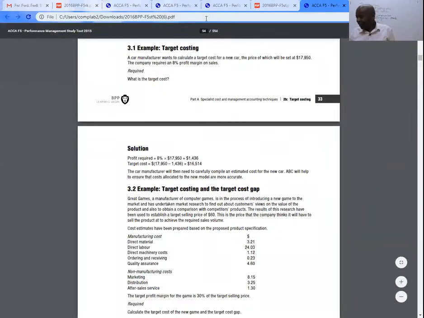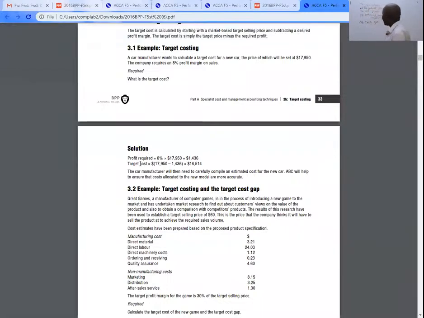Now, the first thing that I will do is to identify my projected targeted selling price. The targeted selling price here, they have told us, is 60. From there, the second thing is to look for the desired profit margin. The desired profit margin is 30%.